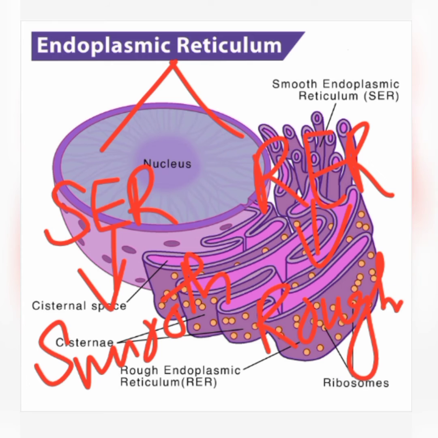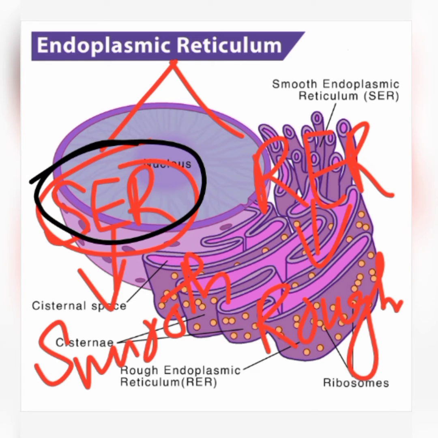You might be getting confused about why we have two terms, smooth endoplasmic reticulum and rough endoplasmic reticulum. There is a reason behind that, because everything has a reason. Let's see why it is smooth and why it is rough. The smooth endoplasmic reticulum, SER, does not bear ribosomes. This type of endoplasmic reticulum is found in the liver cells and the muscle cells.